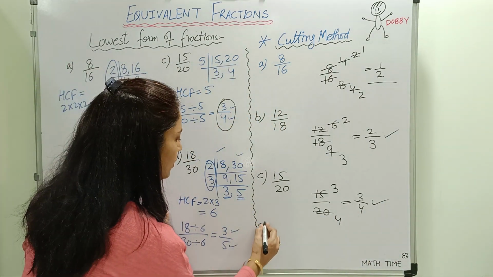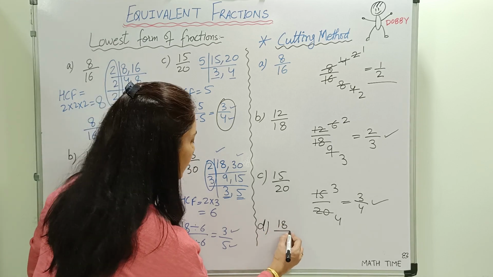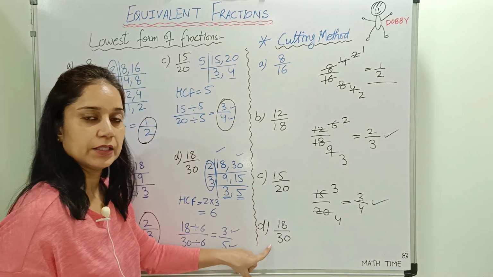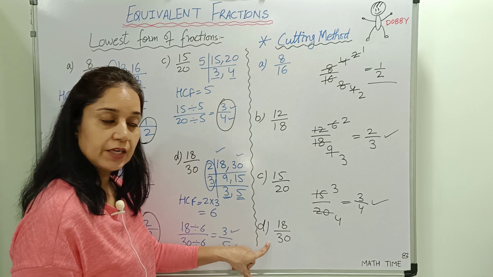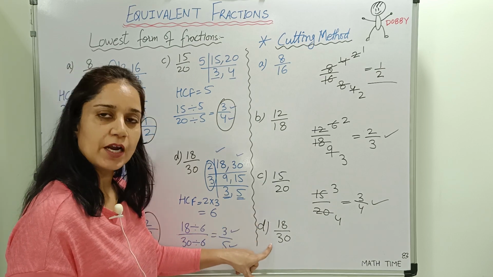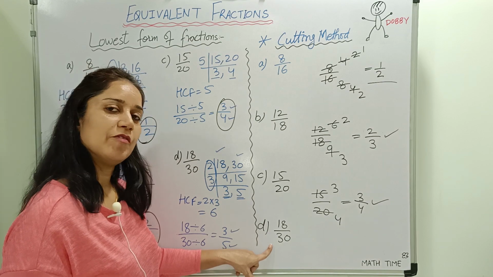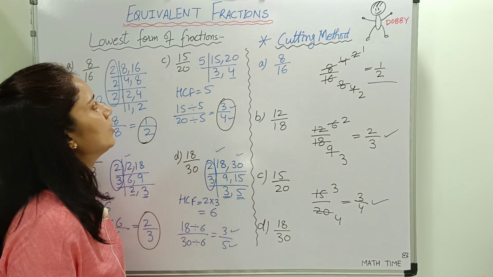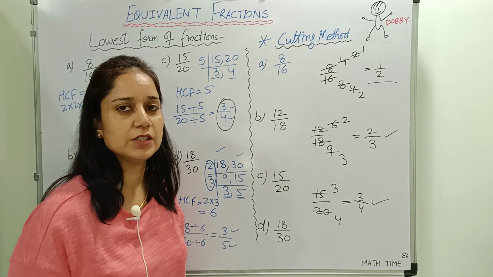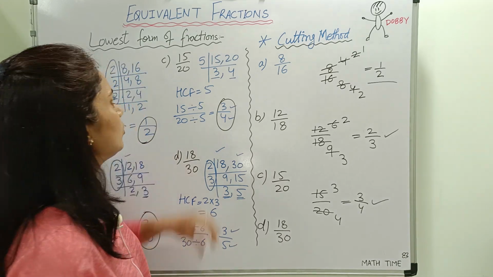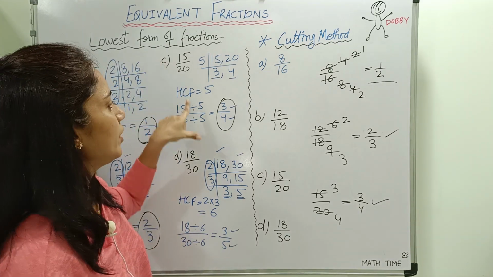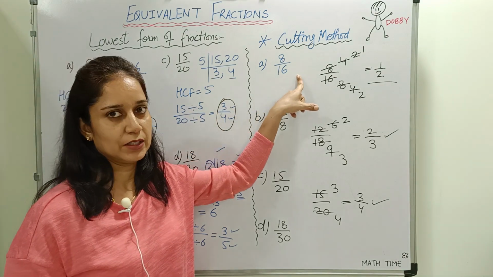Next sum, D part. This you all have to try yourself. Cutting method. See, both are even numbers divisible by 2. So start doing and tell me in the comment section whether you have got the answers. I hope you have understood the concept of equivalent fractions, then reducing the fraction into the lowest term in two ways, HCF method and cutting method.